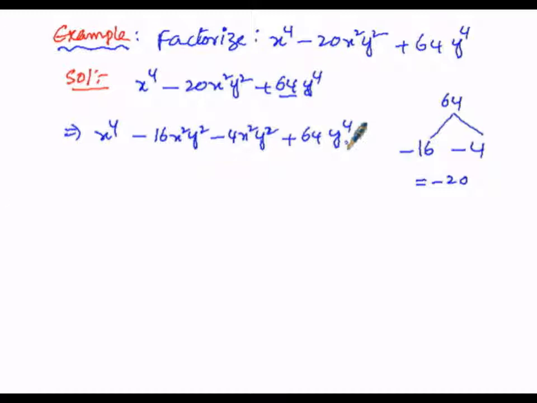Here minus of minus will be plus, we have to add up. 16 plus 4 is 20, that is x square y square. Among 16 and 4, 16 is greater, its sign is negative, so the negative sign will be assigned. So minus 20 x square y square can be split as minus 16 x square y square minus 4 x square y square, by utilizing the last term, that is 64, the coefficient of y to the power 4, which can be split as 16 fours are 64.